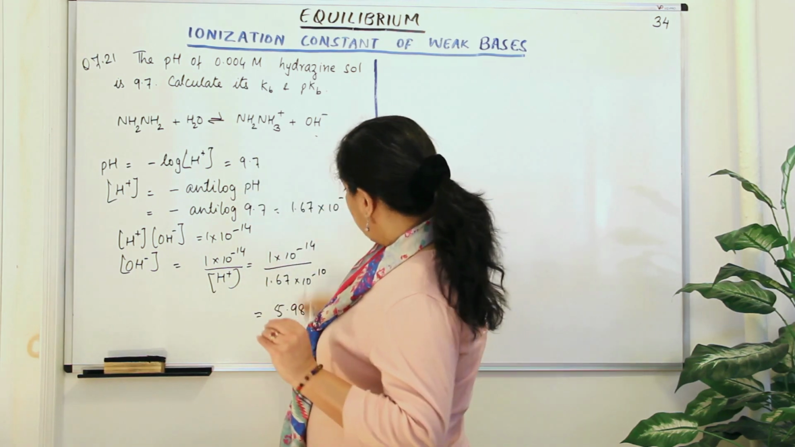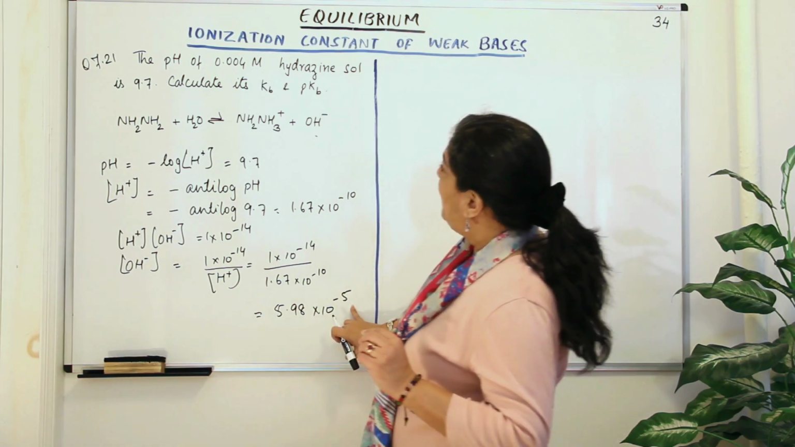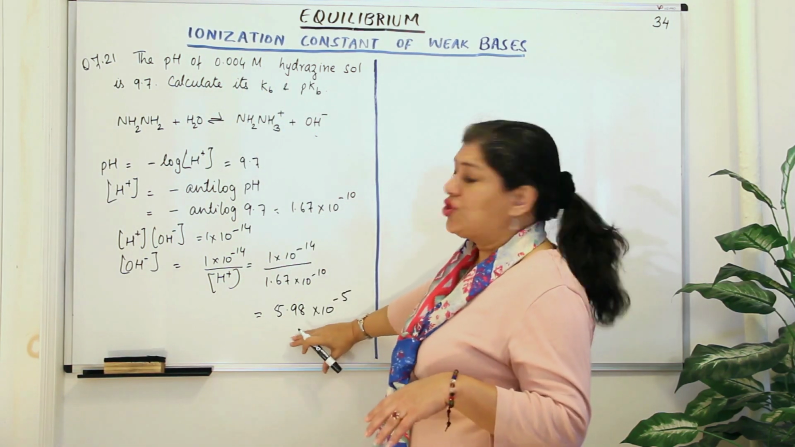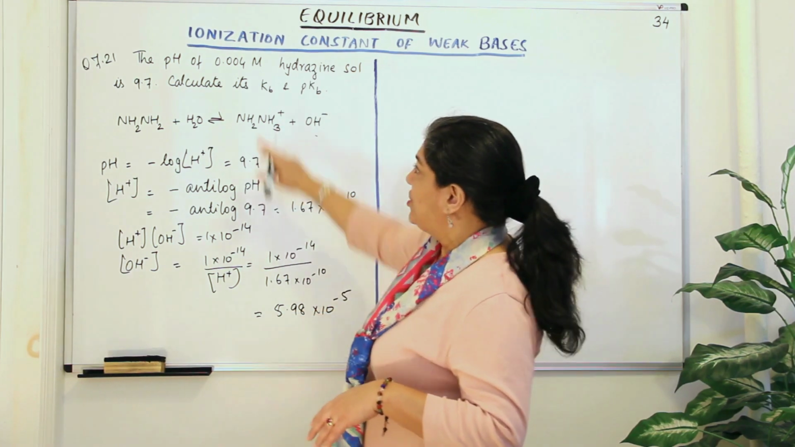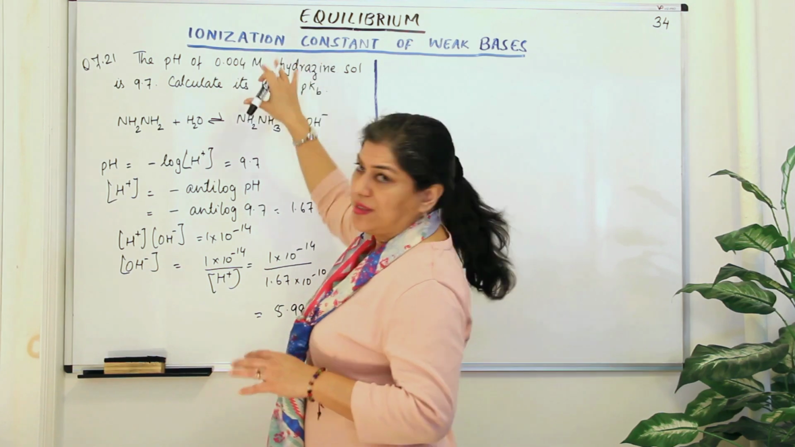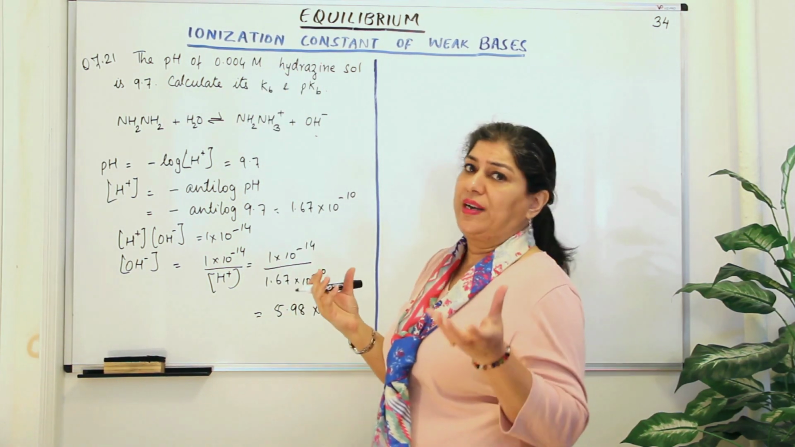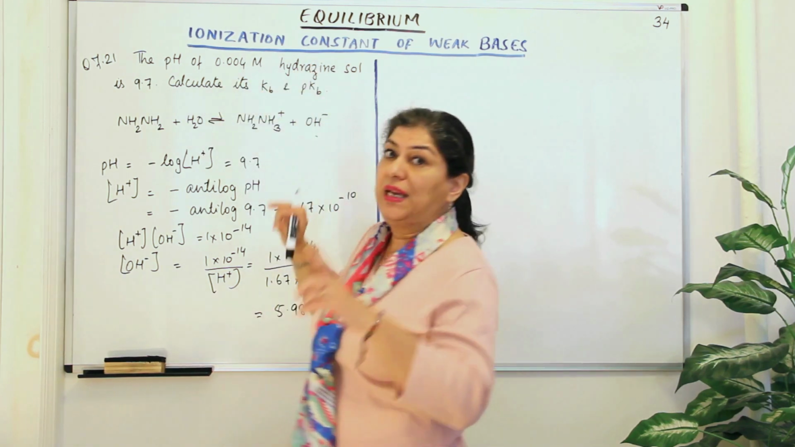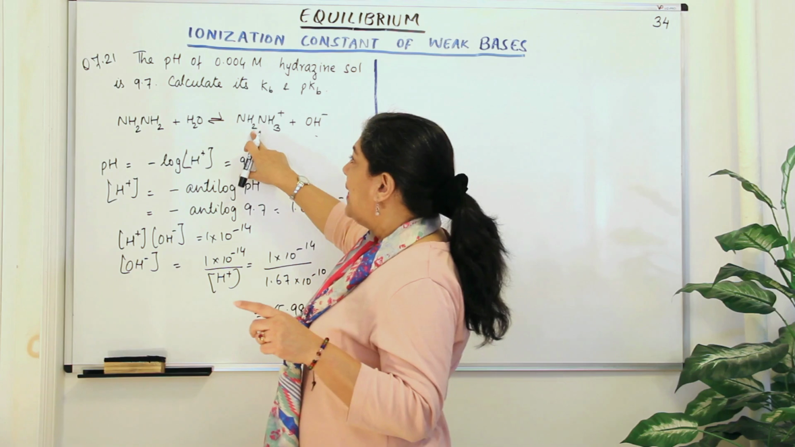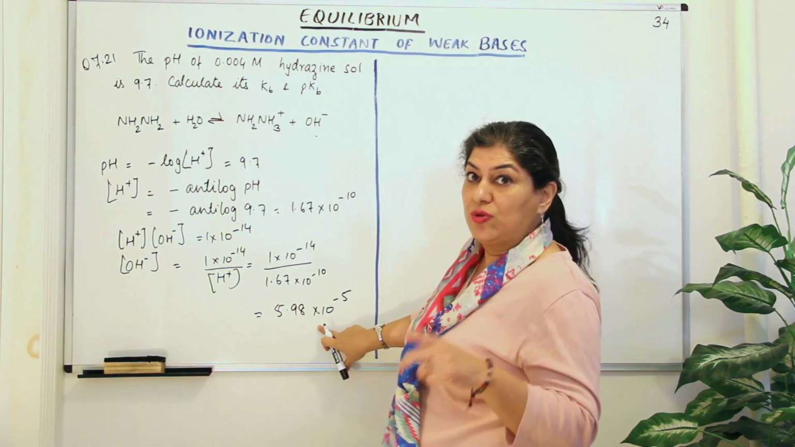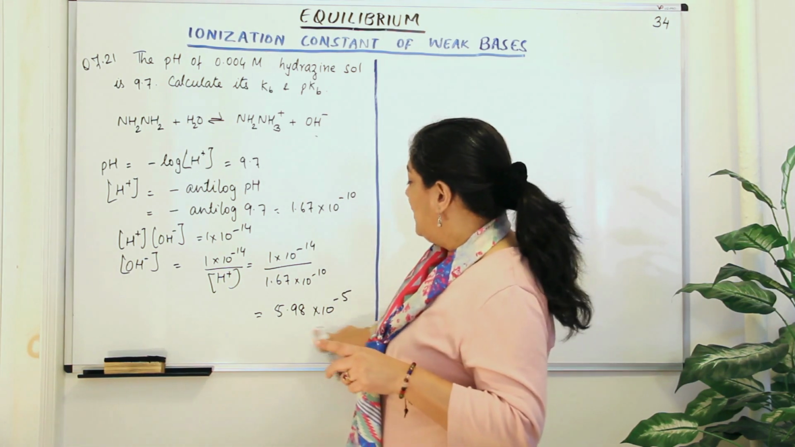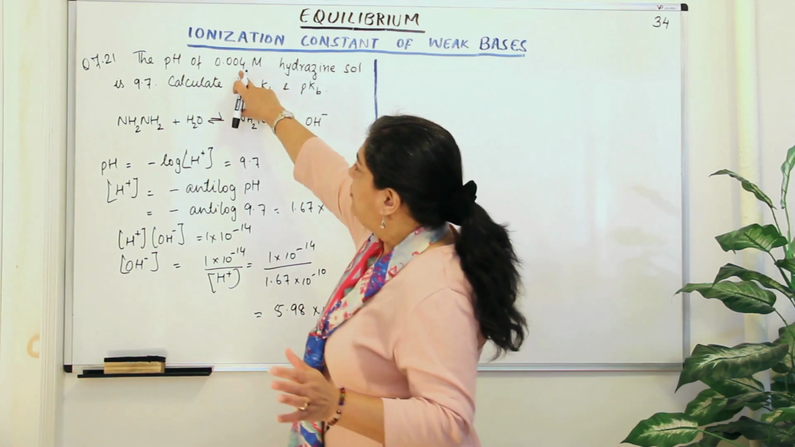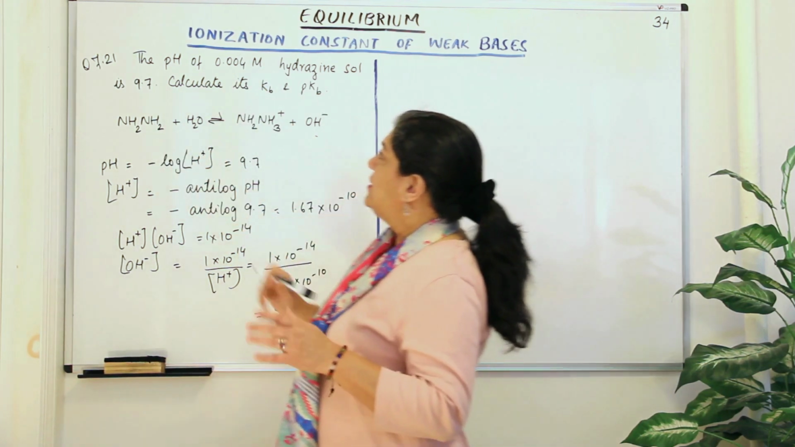Now, this concentration is 5.98 into 10 to the power minus 5. And what was the molarity of hydrazine? It was 0.004. So this is much smaller than that, so we can ignore this concentration. If you remove this much from this amount of hydrazine, the concentration of hydrazine almost remains the same. What would the concentration of hydrazine be at equilibrium? It would be 0.004 minus this value, isn't it? C minus C alpha. This is C alpha. But since this value is very small, we ignore it and we assume that the equilibrium concentration of hydrazine is 0.004.